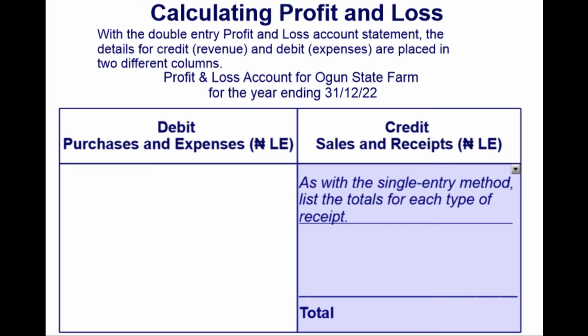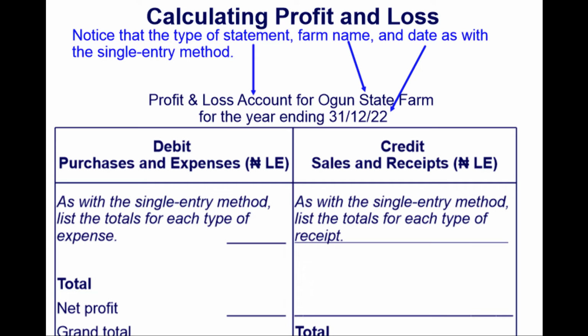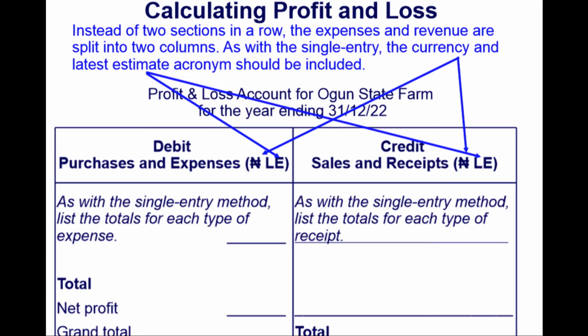With the double entry profit and loss account statement, the details for credit, the revenue, and debit, the expenses, are placed in two different columns. Notice the type of statement, farm name, and date, as with the single entry method. Instead of two sections in a row, the expenses and revenue are split into two columns. As with the single entry, the currency and latest estimate acronym should be included.